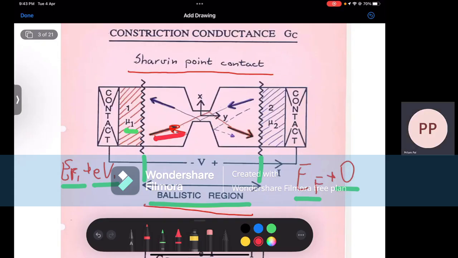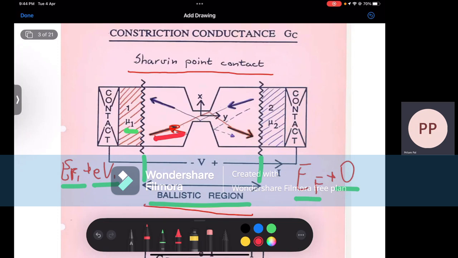to the other side of the constriction with the same potential. It did not lose its energy. It will then dissipate and lose its energy on its way to contact 2, but it crosses through the constriction without losing energy. So that's one of the key concepts for this, and that's why ballistic is important.